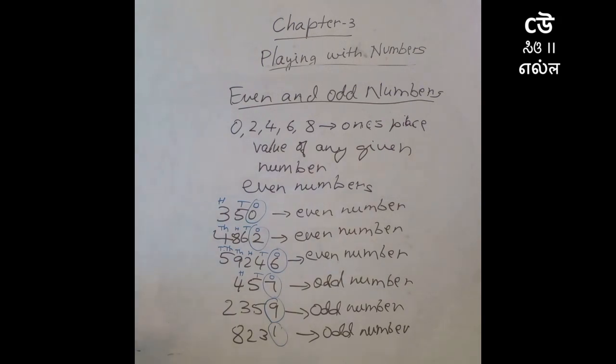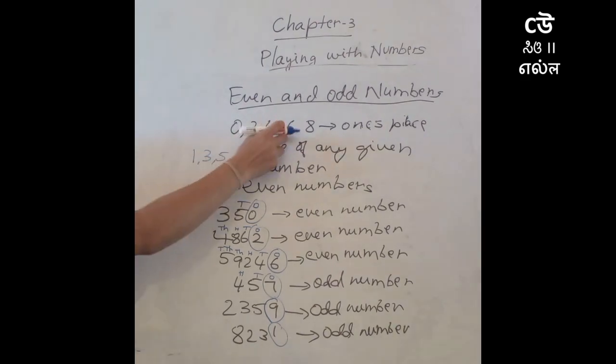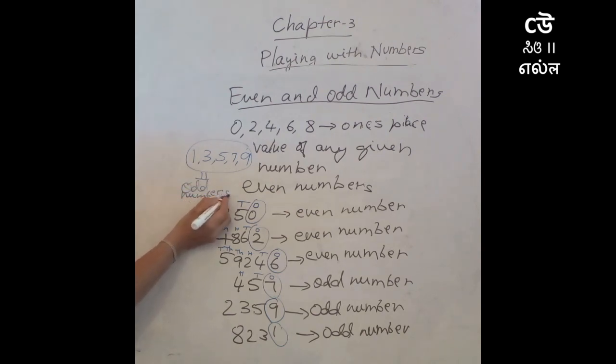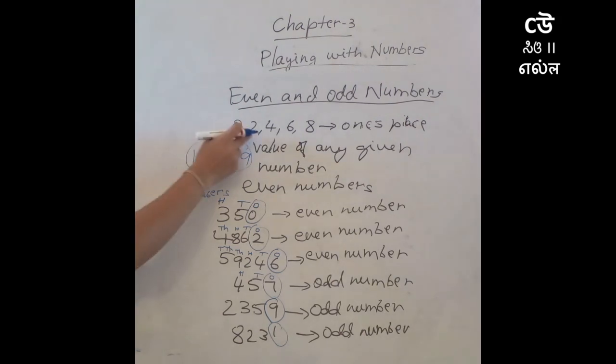So other than these numbers, what all do we have, children? We have 0, next number is what? 1, right? 1, next 2, next number is 3. The leftover numbers are 5, 6, next number is 7, 8, next number is 9. So if you get these numbers in ones place, you can tell it as an odd number. And if you get the others, you can tell it as an even number. Okay. So you can keep one in mind so that the other will be easily remembered. So this is how you find the even numbers and odd numbers for a given number.